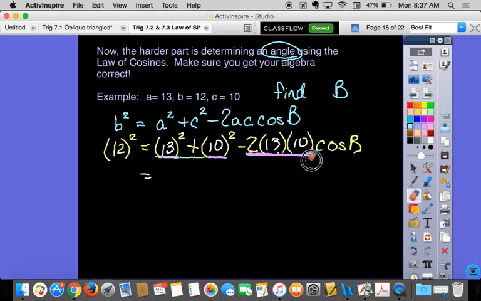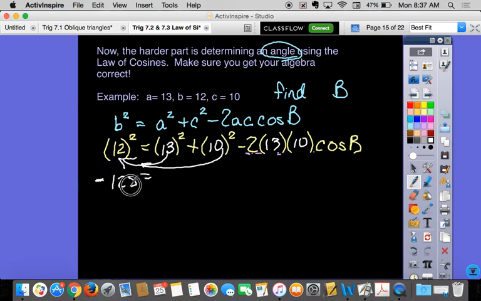So we have to work separately. Now the easiest thing to do is use your calculator, and I'm just going to think of it like this. You're moving these two over. So if you type 12 squared, and you are subtracting 13 squared, and you are subtracting 10 squared, you will get a negative 125. So those two have been moved to the other side.